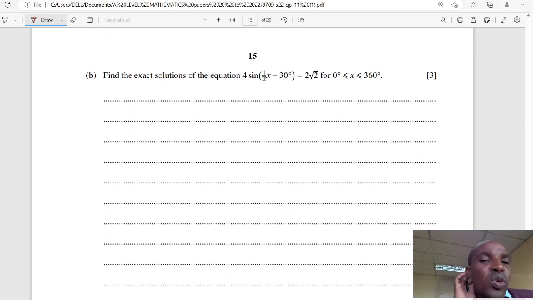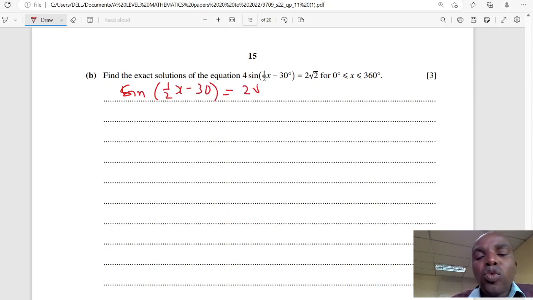Then find the exact solutions of the equation 4 sine half x minus 30 equals 2 root 2. Right. So you have to find the solution for this part. So you just say here, first thing, you divide by 4. So it will be sine half x minus 30 equals 2 root 2 over 4. Then it will be sine half x minus 30 equals root 2 over 2.